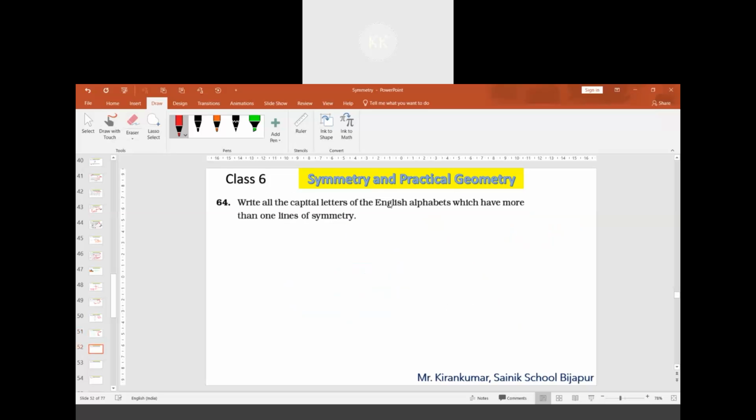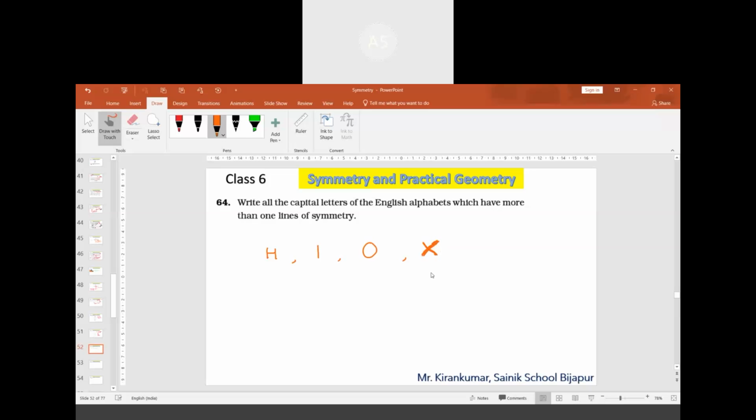Write all the capital letters of the English alphabet which have more than one line of symmetry. We did this, but once again, if you want, I'll repeat it. The letter H will have two lines of symmetry. The letter I will have two lines of symmetry. O will have many lines of symmetry. X will have two lines of symmetry. Y will not have two lines of symmetry; Y will have only one.